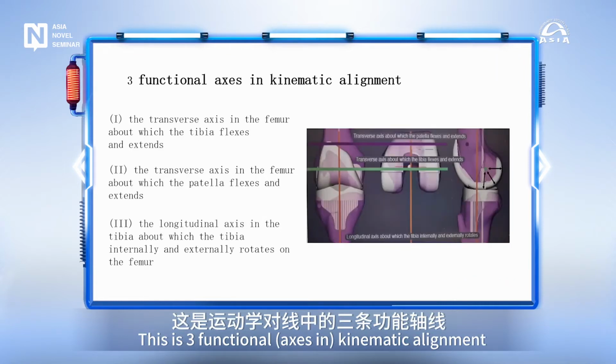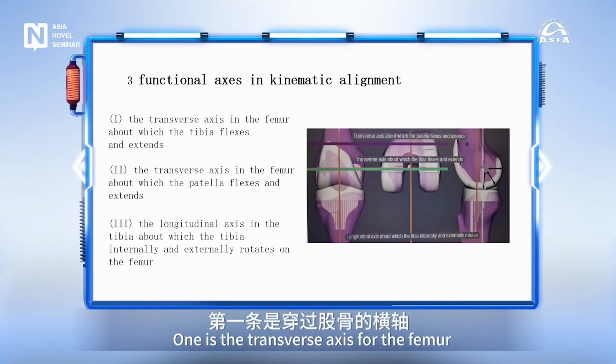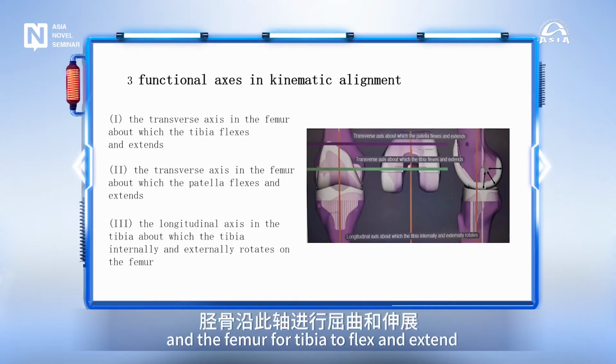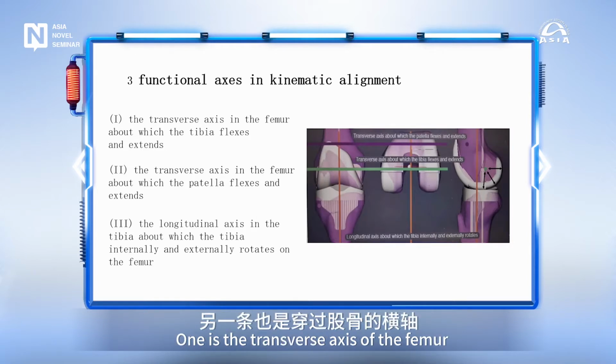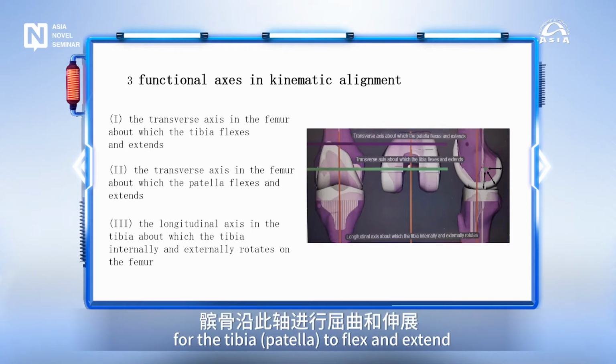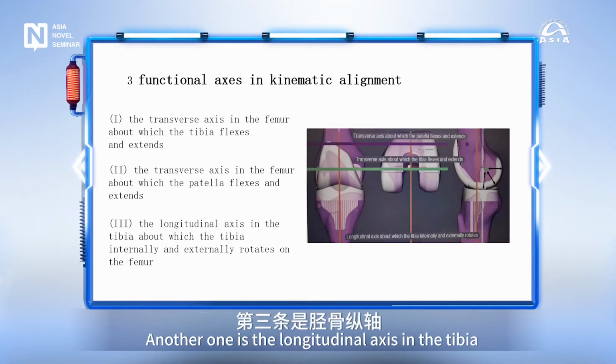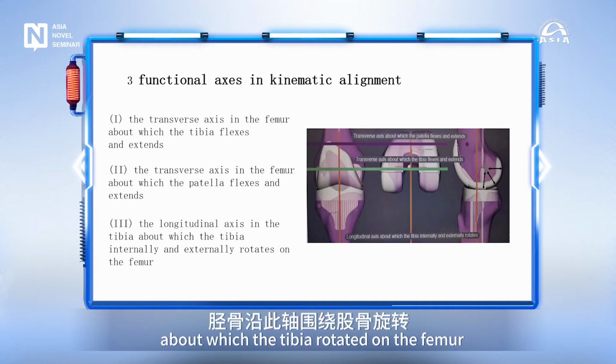Well, these are the three functional kinematic axes. One is the transverse axis of the femur about which the tibia flexes and extends, and another one is the longitudinal axis in the tibia, about which the tibia rotates on the femur.